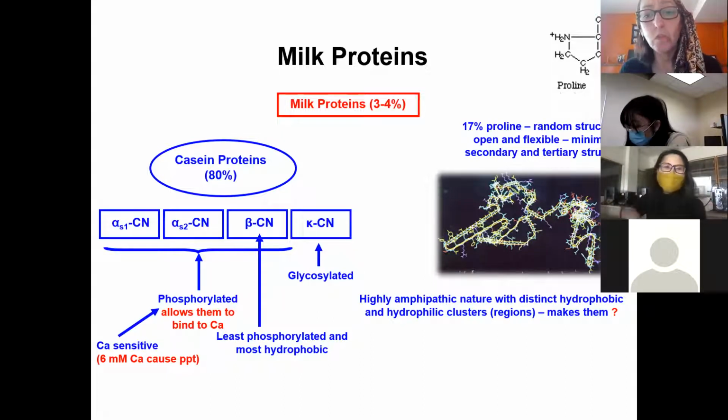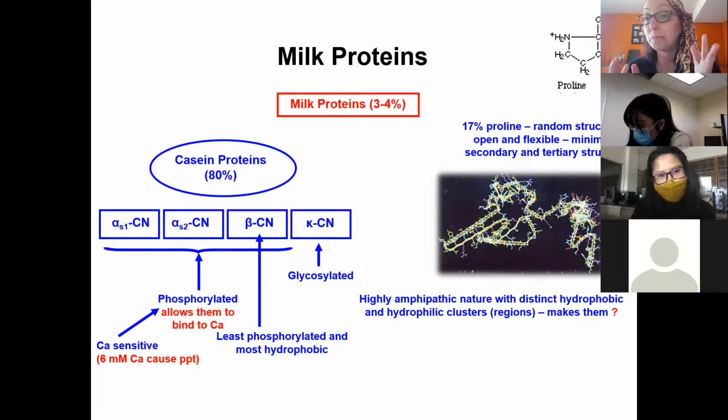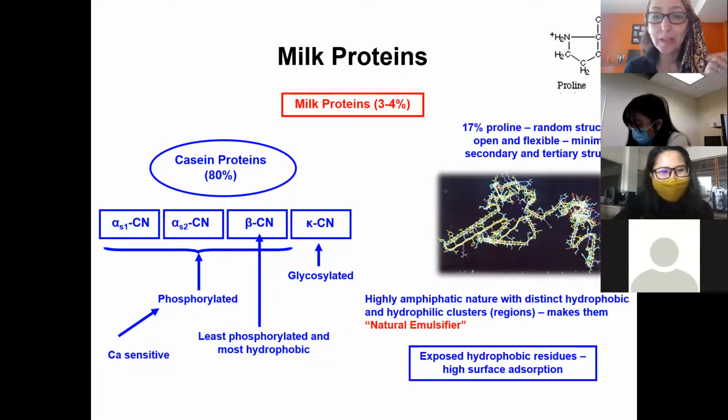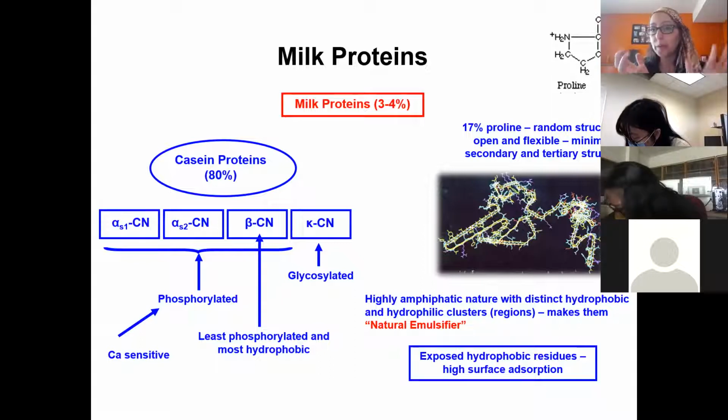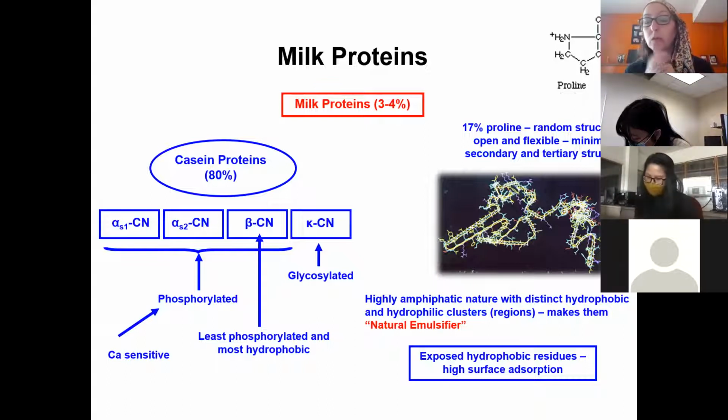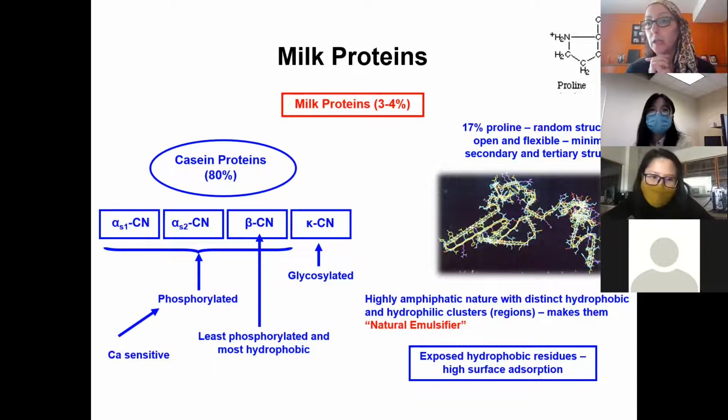So what does this characteristic make them? Good emulsifiers. Yes. So there are what we call natural emulsifiers. They're open structure, they're flexible. So they have the hydrophobic and the hydrophilic groups, very amphiphilic. So they kind of emulsify naturally. You have high surface adsorption. Okay.